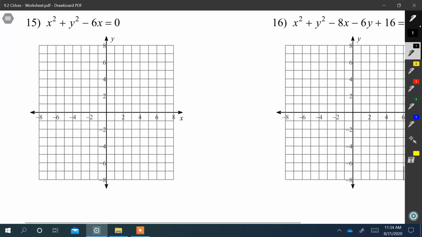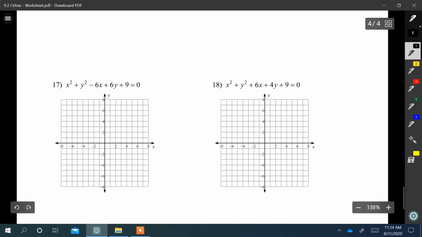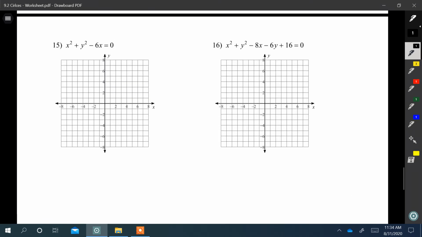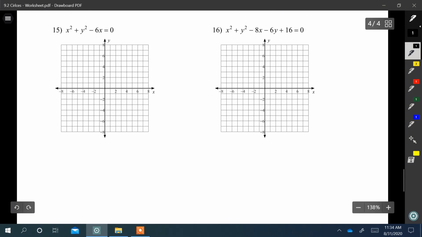This one is the same idea, but it's a little bit more challenging because now we have to do what we just did before. We have to figure out what the center is. So let's see if we can do that. Okay, so let's find the center.